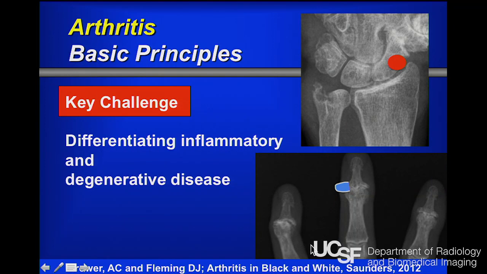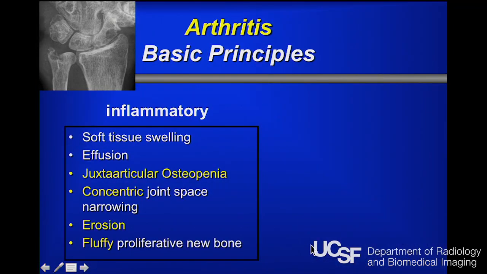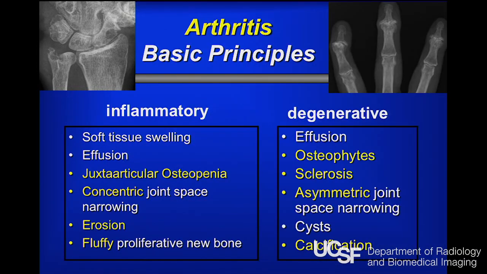And if you look at the whole list of findings, you see that there's some overlap between inflammatory disorders and degenerative disorders, but some are fairly different. So you have soft tissue swelling, which is more extensive with inflammatory disease than with degenerative disease. You do have an effusion with both entities, degenerative disease and inflammatory disease. And there's always a component of synovitis also associated with degenerative disease. But the juxtaarticular osteopenia is very typical for rheumatoid arthritis, while you have osteophytes, sclerosis in degenerative disorders.